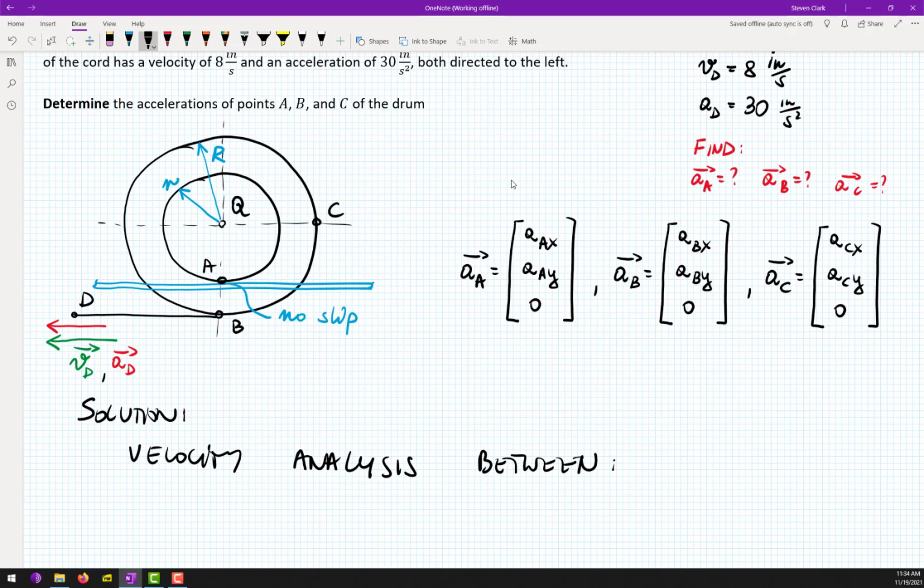Mia, do you want to go for it? D and B. They have the same velocity, by the way. B has the same velocity as point D. Okay, but you found the first point, so B will be the first point. Okay. So B.